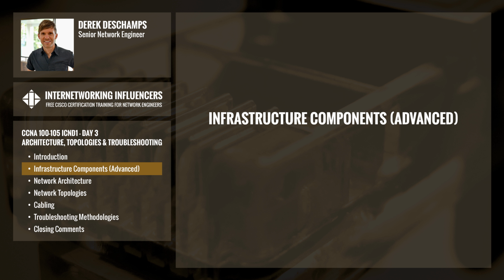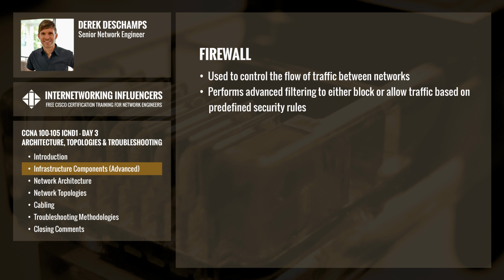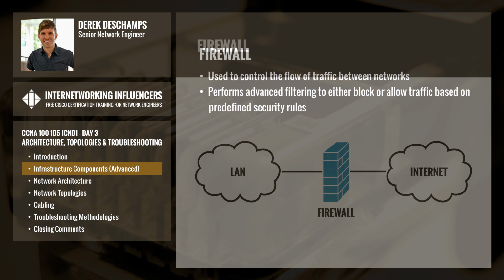Building on the more fundamental network devices like hubs, switches, and routers that we learned about in episode 1, today we're going to start things off by covering some more advanced infrastructure components, namely firewalls, access points, and wireless controllers. A firewall is used to control the flow of traffic between networks. It performs advanced filtering to either block or allow traffic based on predefined security rules.